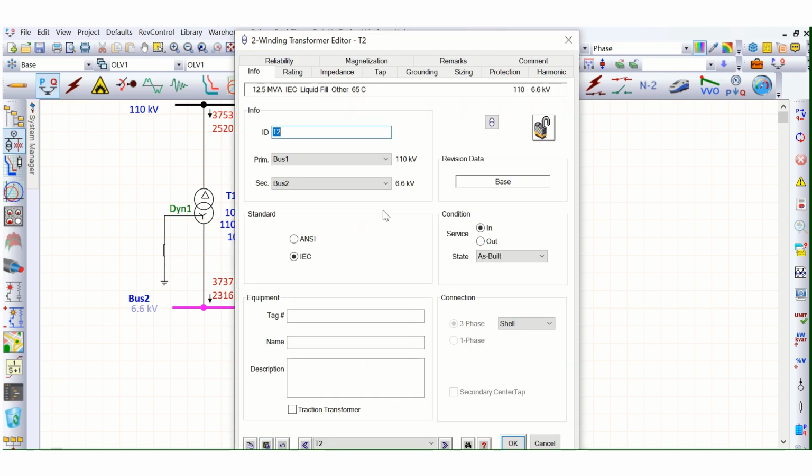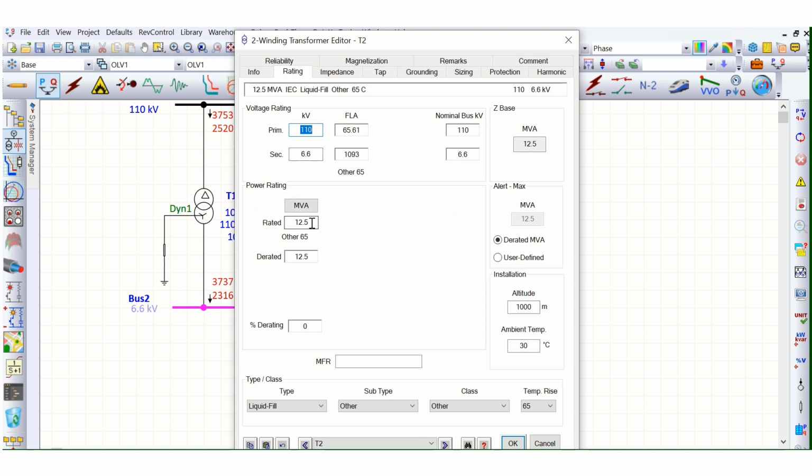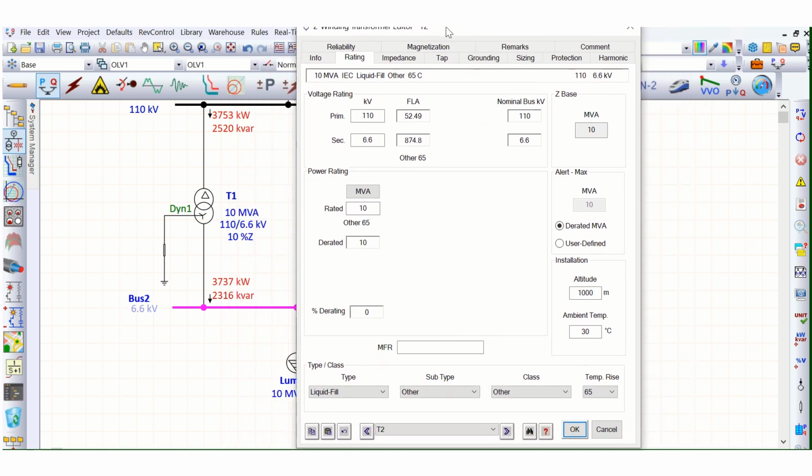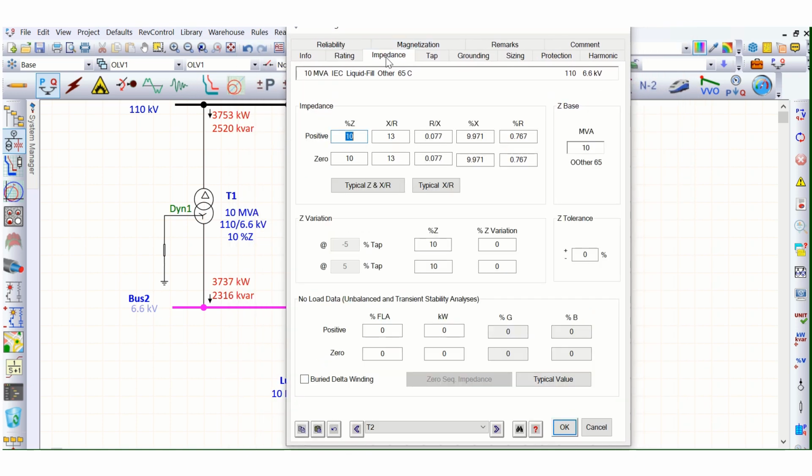Let's go back to the previous rating, 10 MVA. Now what I will do, I will change the impedance here. If I change the impedance here, suppose this is 15%. So all other parameters are same, only I have changed the impedance with respect to transformer T1.